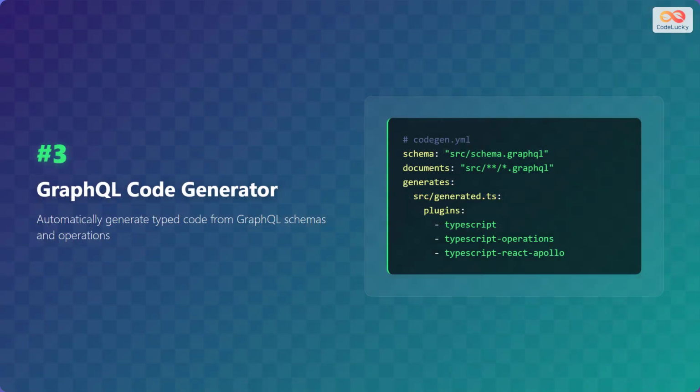Our third tool is GraphQL Code Generator. This tool automatically generates typed code from GraphQL schemas and operations. It saves development time and ensures type safety across your GraphQL stack.